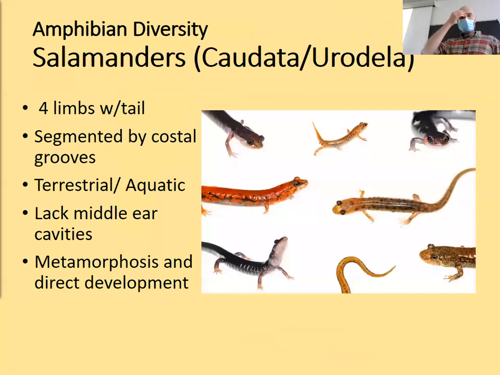All right, so in amphibians, let's talk about salamanders first. Salamanders generally have 4 limbs and a tail, though there's some minor exceptions to that. They're segmented very often by what's called costal grooves. And I'll show you a diagram in a second. Costal basically just refers to the ribs. And so you can see actually really nicely in this guy how their long body has all of these kind of grooves along it. And that's where the ribs and the musculature around the ribs form those kind of ridges.